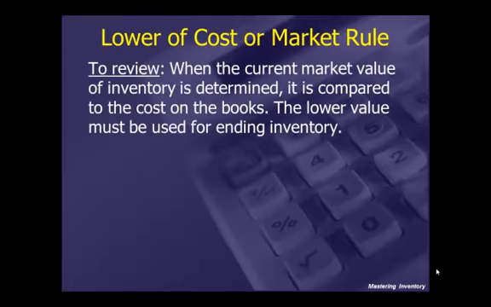To review, when the current market value of inventory is determined, it is compared to the cost on the books. The lower value must be used for the ending inventory. So we'll use that dollar amount with the quantity that we have on hand.